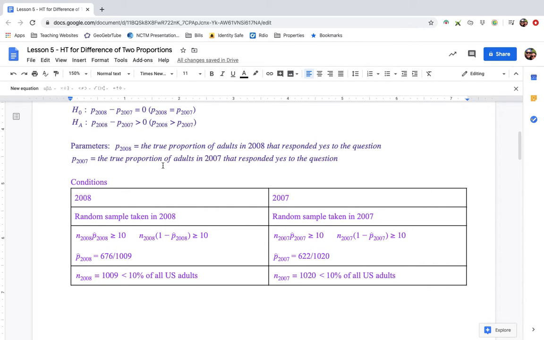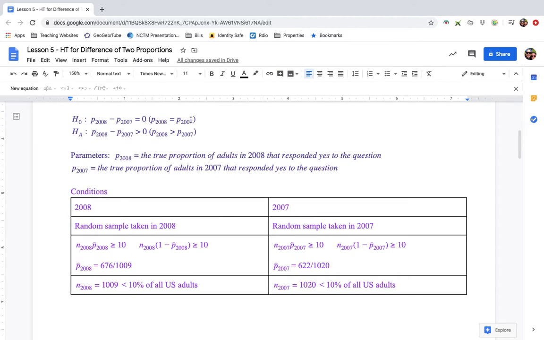So, what do we know? We have two random samples. We have this sample data. So what's our expectation going into this? Our expectation is that the true proportion of yes responses in 2008 is exactly equal to the 2007 proportion. So what do we expect to happen then when you take random samples?